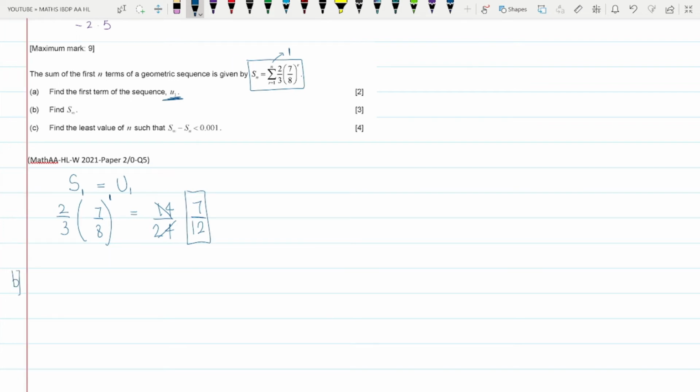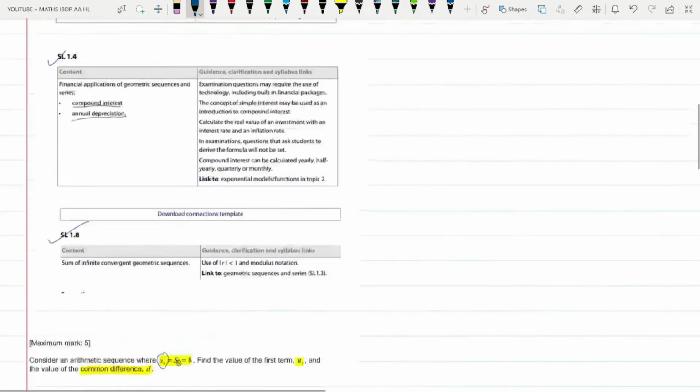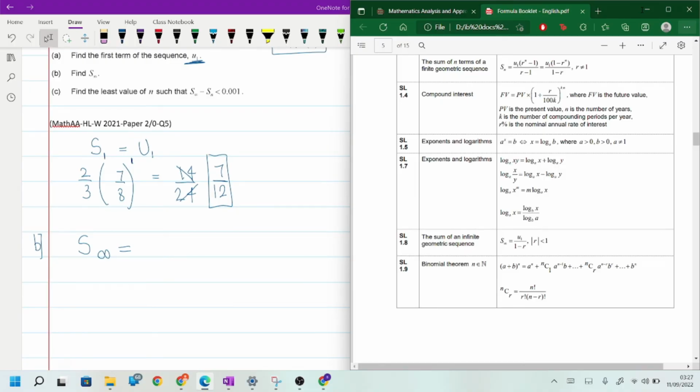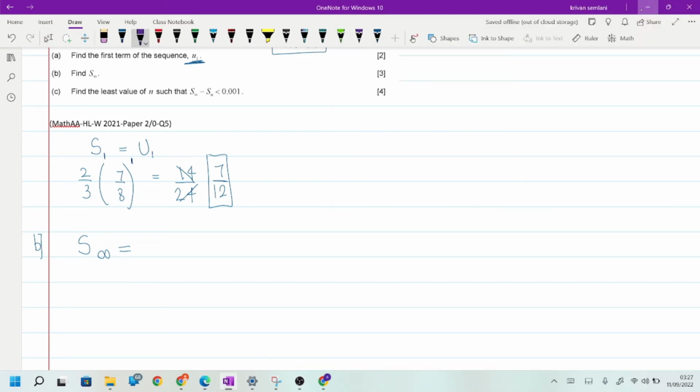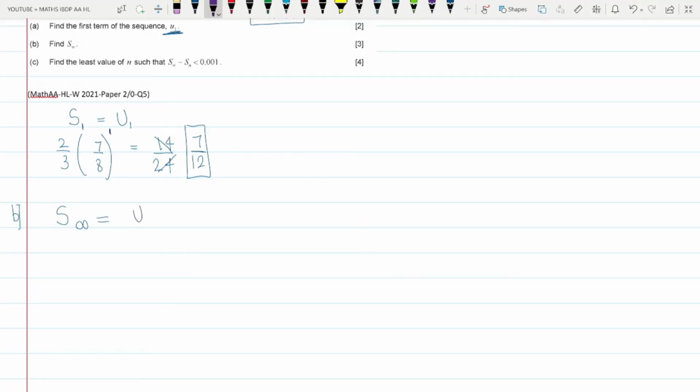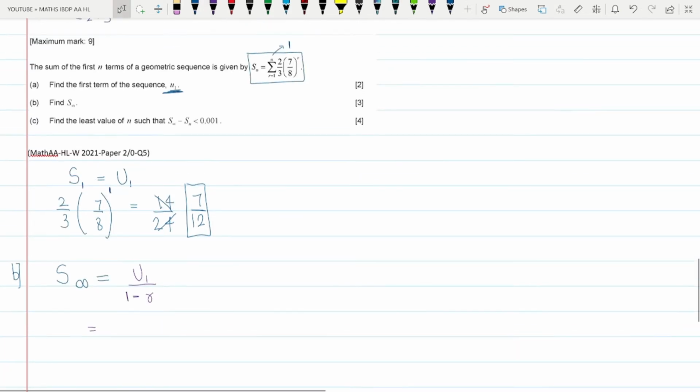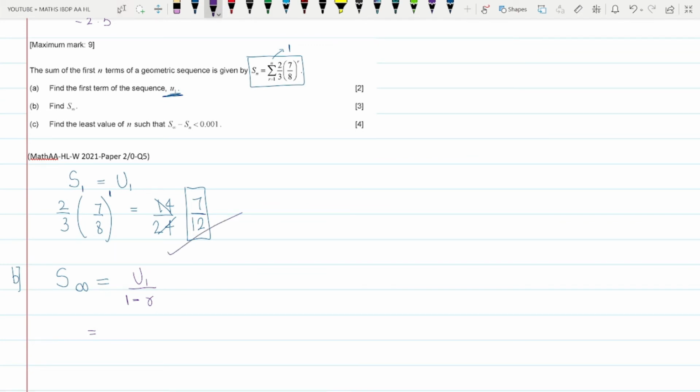Now find S infinity of the geometric sequence. The data booklet states that S infinity is u1 upon 1 minus r. Our first term, which we found, is 7 upon 12, divided by 1 minus r.